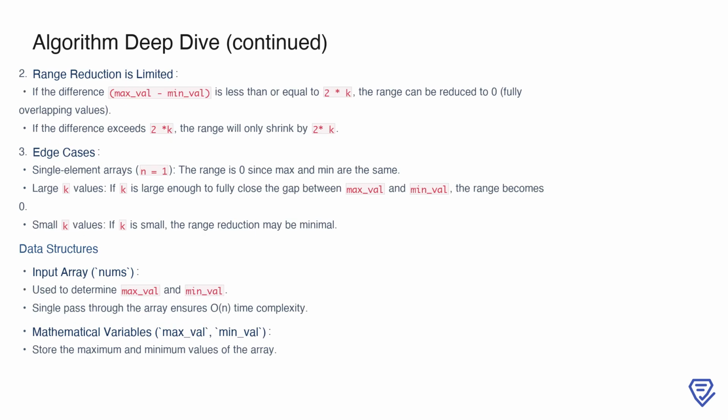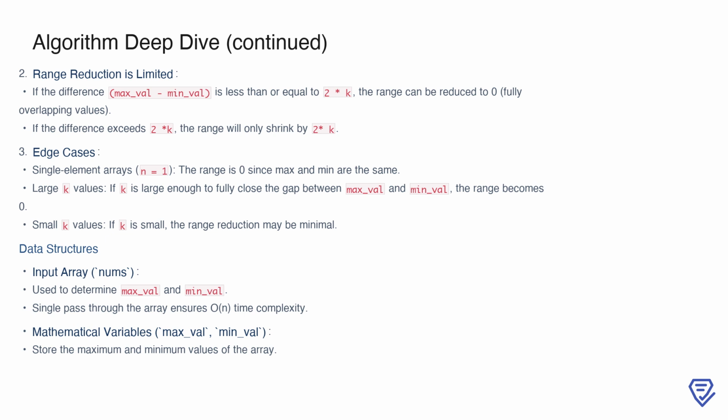It's worth noting two important insights about how the range reduction works. First, if the initial difference, max_val - min_val, is less than or equal to 2*k, the gap can be completely closed, resulting in a range of 0. However, if the difference exceeds 2*k, the range can only be reduced by a maximum of 2*k. This is because the adjustments made to the maximum and minimum values are limited by k.